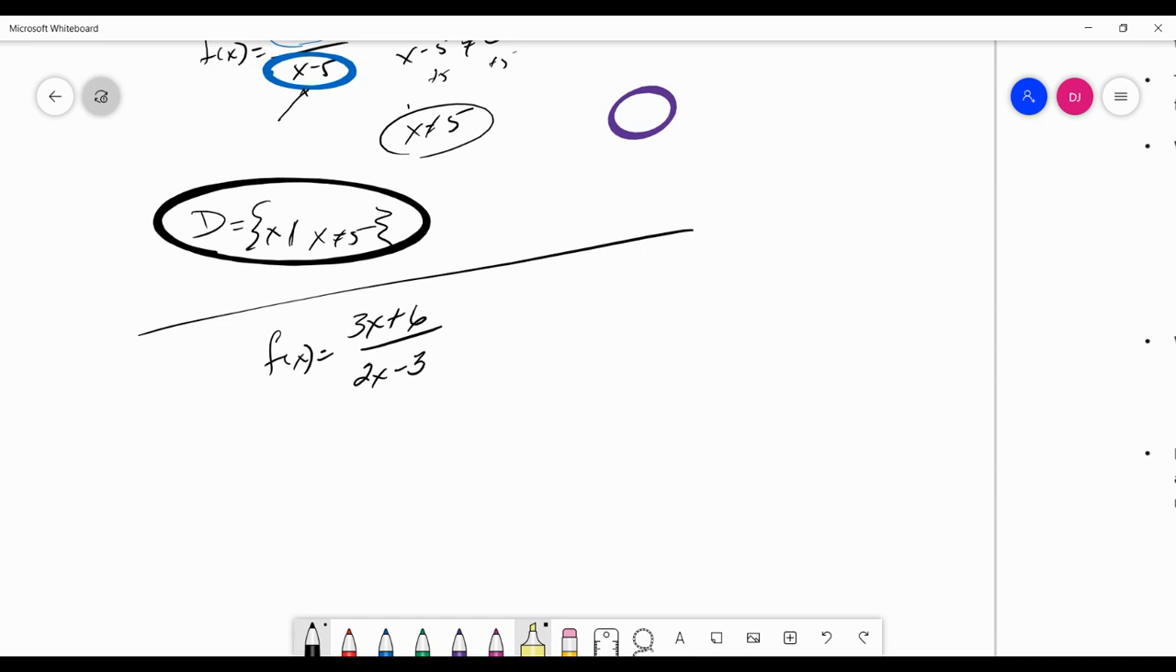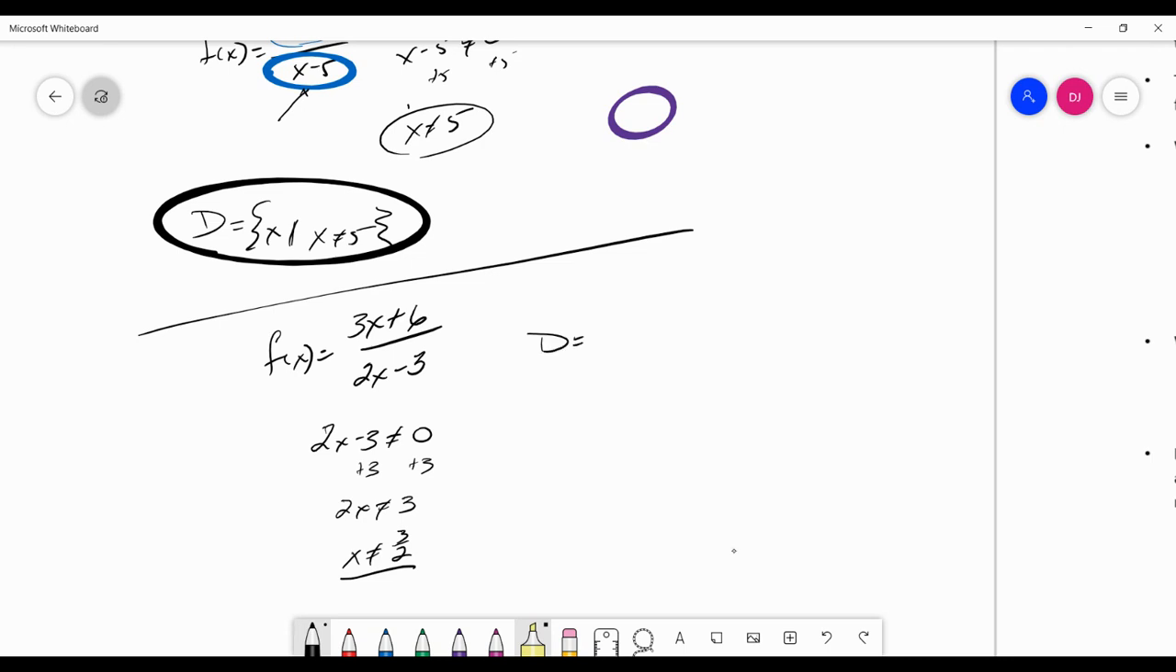What is it that x can be? Well, x can be anything except for, domain allergy number 1, I cannot get a 0 in the denominator. Therefore, my denominator, 2x minus 3, cannot be 0. Solving for x, 2x cannot be 3, so x cannot be 3 halves. X can be anything except it can't be 3 halves.